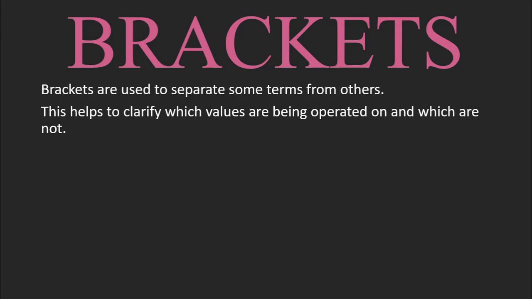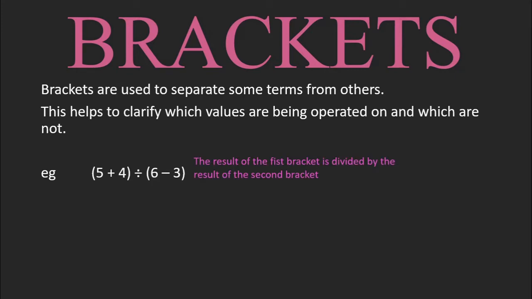Let's try another example with brackets to make sure this is really clear. Here I've got two sets of brackets in this question, so I'll need to work out what's inside each of those brackets before I do the division I see between them. The result of the first bracket will then be divided by the result of the second bracket. So 5 plus 4, that's 9, and 6 minus 3, that's 3. So I'll put them in the same order as I've seen them above.